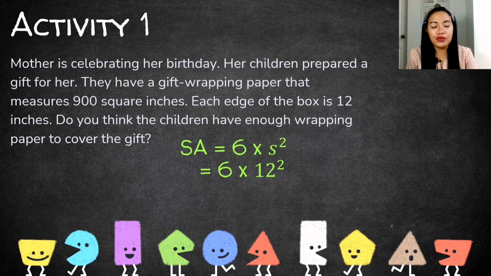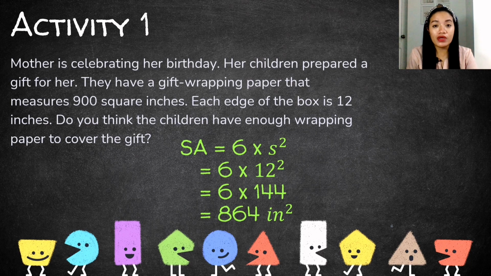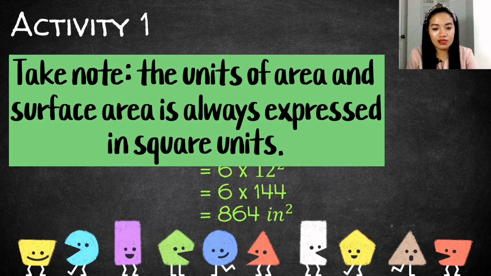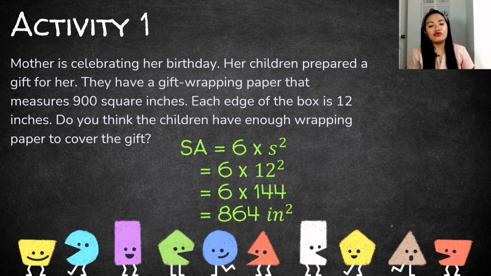So, let us substitute the value of the side or the edge, which is 12. And we have the exponent 2, meaning we have to multiply 12 twice to itself. 12 times 12 is equal to 144. 6 times 144 is equal to 864 inches raised to 2, or 864 square inches. So, i-compare naman natin yung measurement ng gift wrapping paper, which is 900 square inches, while yung ating box na babalutin ay 864 square inches. So, ibig sabihin, or therefore, kasya yung gift wrapping paper na meron yung mga bata.